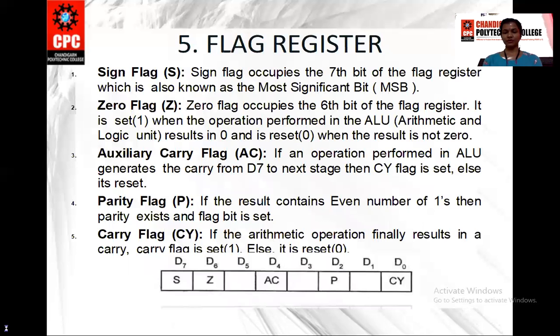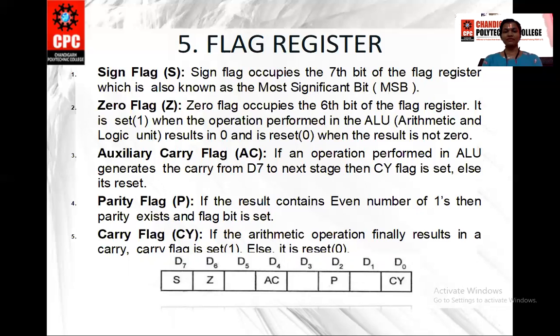Okay. Next is your flag register. Again, I will say it is an important question. Flag registers are, firstly, also known as status registers. Why status registers? Because the flag register shows the status of your result. What kind of result you have, you can find out from the flag register. That's why it is known as the status register. Or it is also known as PSW, that is, program status word.